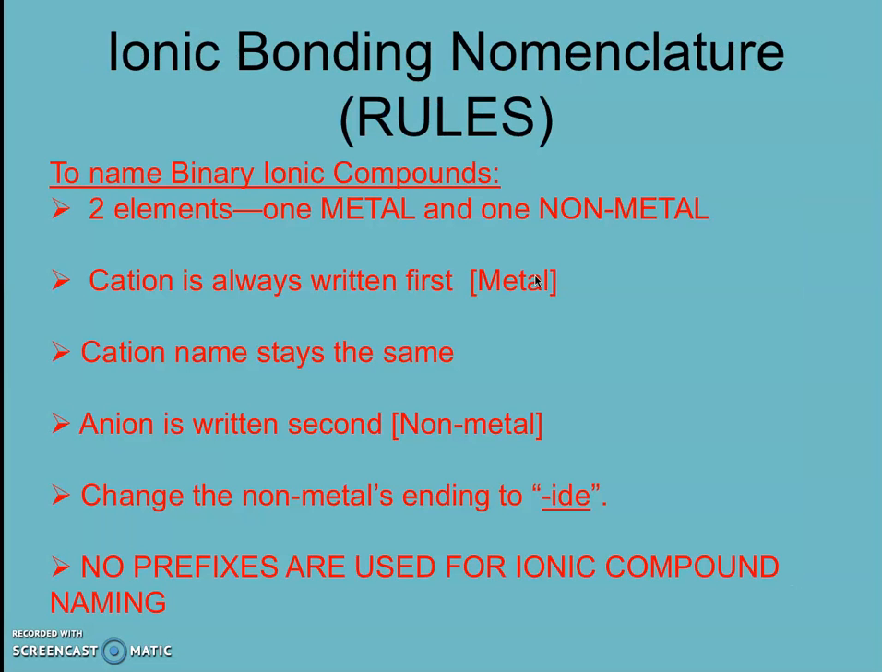So some rules of bonding and naming. When we're talking about binary compounds, so one metal and one non-metal, your cation, which is your metal, is always going to be written first. It's going to keep its name. Your anion, the non-metal, is going to be written second. You're going to keep the base of the name, but add IDE to the ending of it.